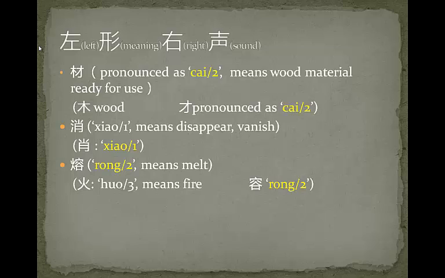Well, the right part can be a character by itself. It is pronounced as xiāo. So as you can tell, the character with the 3 dots of water and its right part share the same pronunciation. Alright, the last one, 融, okay, second tone, it means melt.